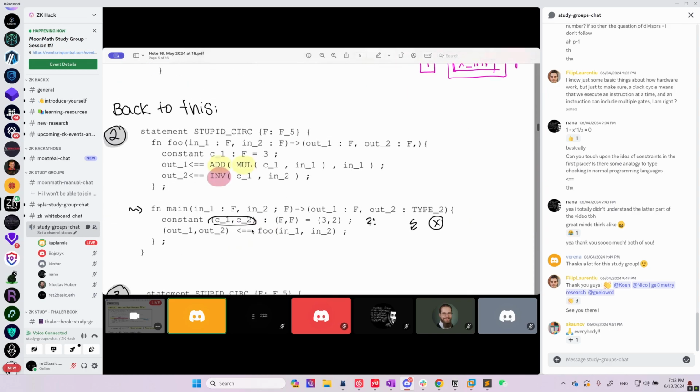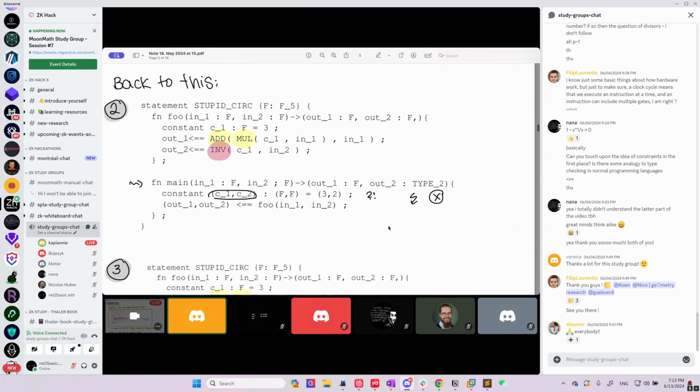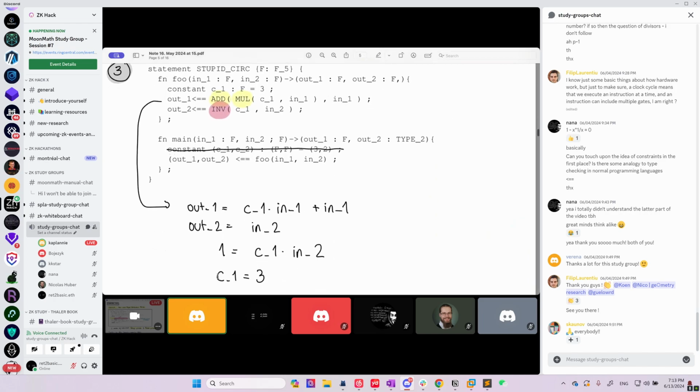So back to our circuit. One thing to mention here is also that the C1s and C2s from the main part of the statement are not actually being used. So we don't have to think about them. What we can think about is this specific part. So I just wrote it down. So the out1 variable, what is that going to be? That's an addition here, of in1, the first input, and a multiplication of the first constant, the one and only constant, with the first input.